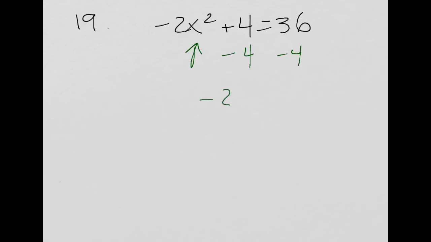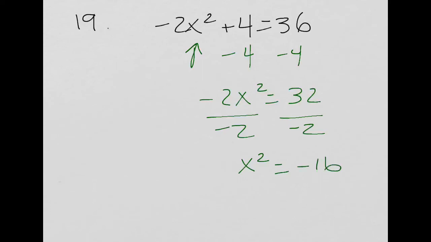Number 19. It asks you to solve by taking the square root. That means you need to isolate the x squared. So I'll subtract 4. Then divide by negative 2. And then to get rid of the squared, I take the square root. Anytime I take the square root in solving an equation, I get a plus or minus. Because I have a negative, I should have an I. And the square root of 16 is 4.